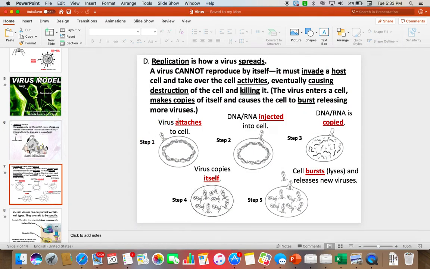Okay. This is how the virus is going to replicate. So again, it has to attach to the cell. It has to stick to it, basically. Once it sticks to the cell, and this is a bacteria, it's going to inject its DNA into the cell. Once it does, the viral DNA takes over and turns this host cell into a virus factory.